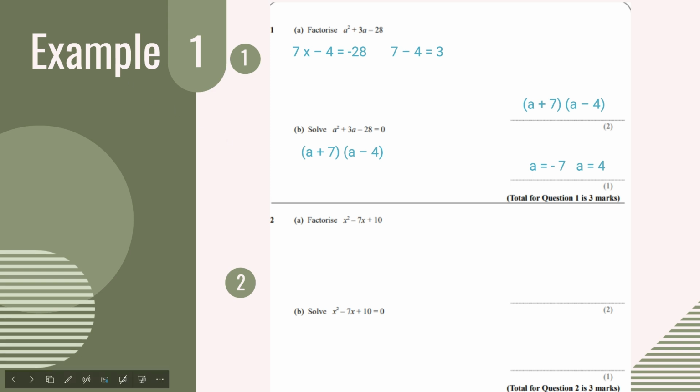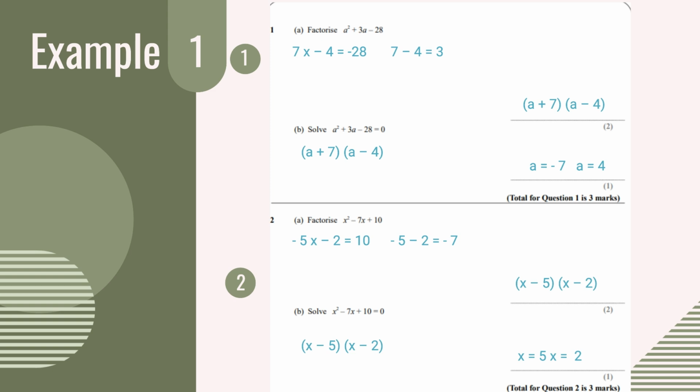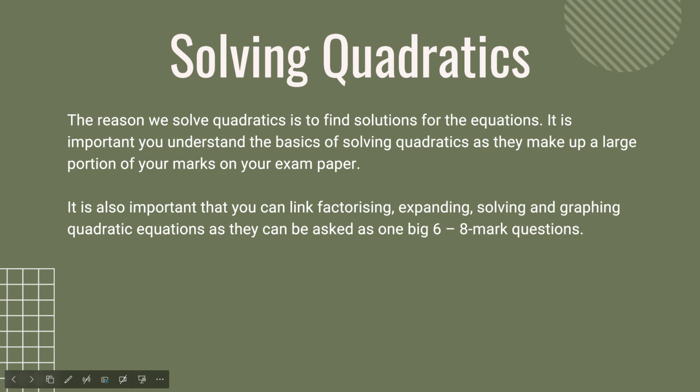Now in our second question, part A, we were asked to factorise x squared minus 7x plus 10. Minus 5 times minus 2 equals positive 10, and minus 5 minus 2 equals minus 7. So our brackets are x minus 5 and x minus 2. Now in part B, we are asked to solve x squared minus 7x plus 10 equals 0. As we know, our brackets are x minus 5 and x minus 2, so our values for x are 5 and also 2.